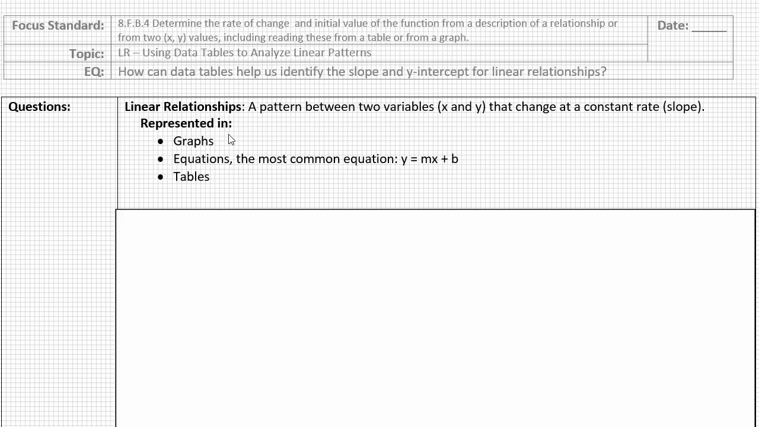So what we're learning is how to represent these linear relationships in graphs, equations, and tables. And the most common equation for linear relationships is y equals mx plus b, where m represents the slope, b represents the y-intercept or the starting value, and we use the variables x and y as the two quantities that we're comparing in the pattern. So let's go ahead and take a look at our first example.